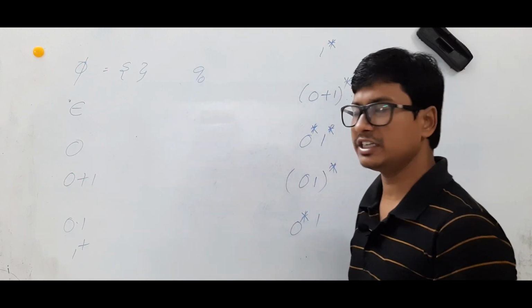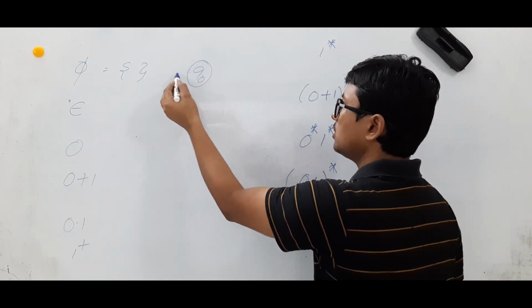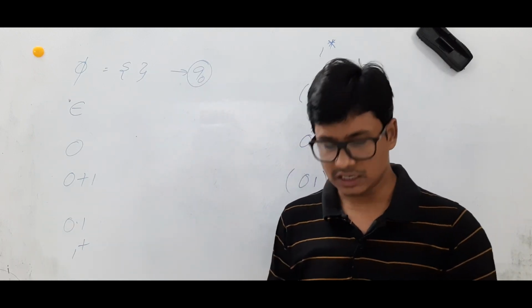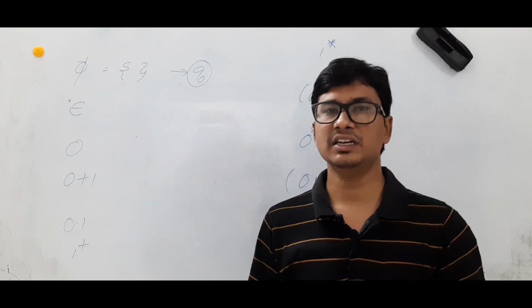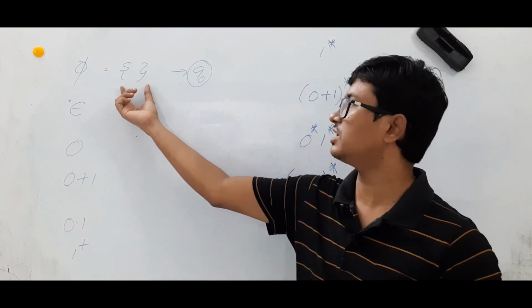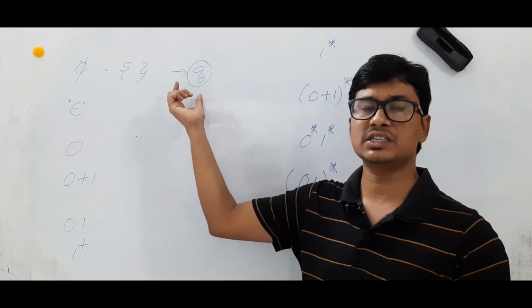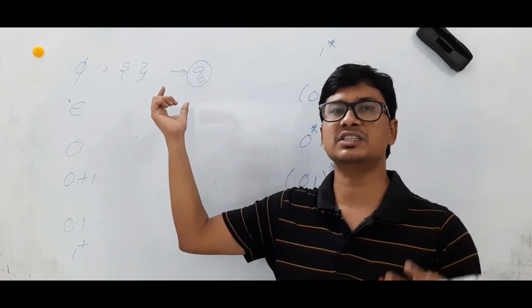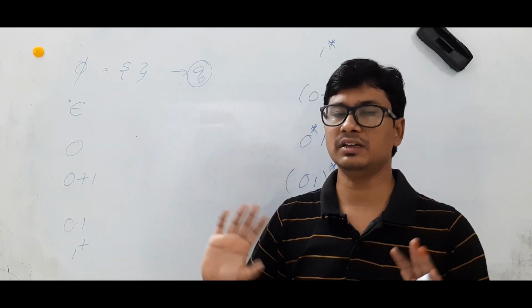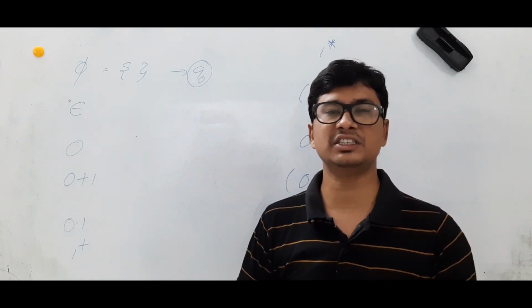If it is an empty language, how can I write? I will have an initial state q naught and that's all. There will be no final state, nothing, because it should not accept any strings. Phi is an empty language, it does not consist of any strings. So if you want to construct a finite automata which does not accept any strings, then your initial state will be there, that's all. There will be no final state, nothing.